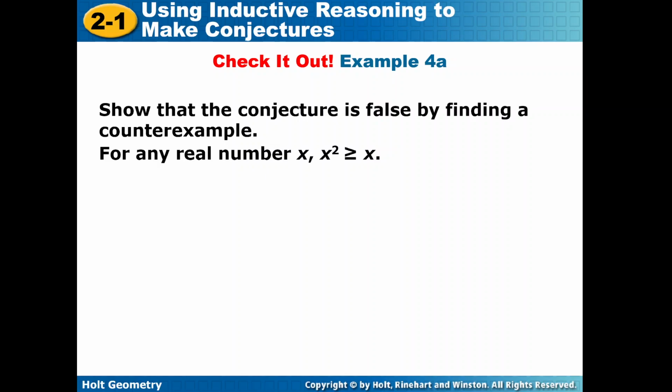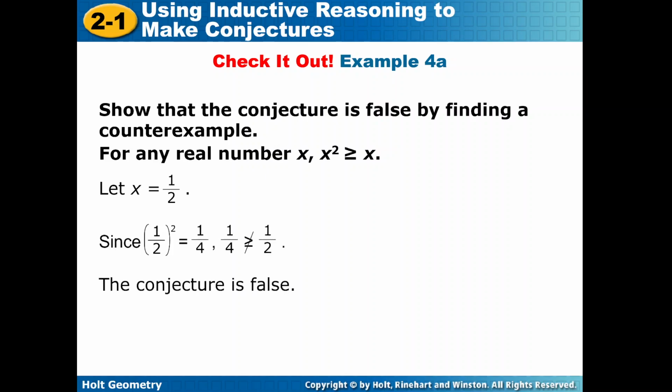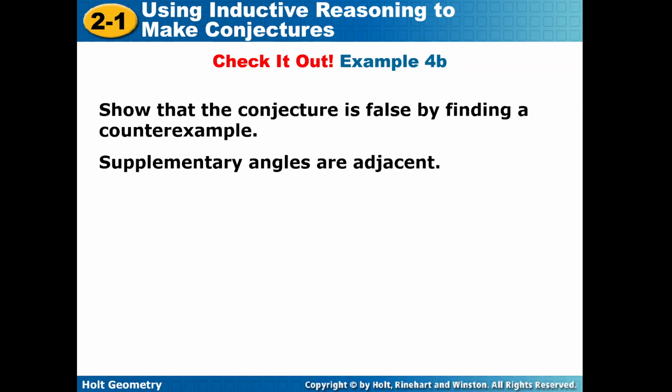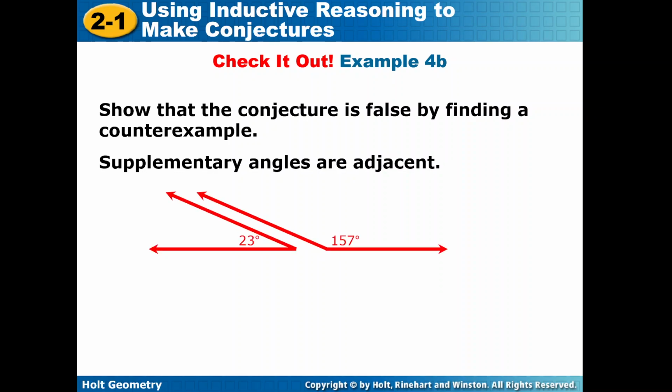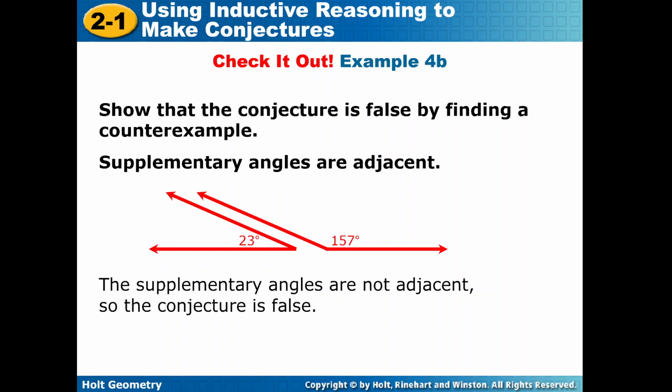And here are more examples of finding counterexamples to show the conjecture is false. For any real number x, x squared is greater than or equal to x. Let x be 1/2. Then x squared is 1/4, which is not greater than 1/2. So the conjecture is false. Next, show that the conjecture is false by finding a counterexample: supplementary angles are adjacent. Not necessarily. Sometimes they can be separated. Adjacent means the angles are right next to each other. As you can see here, the rays are parallel and never overlap, so they're not considered adjacent angles.